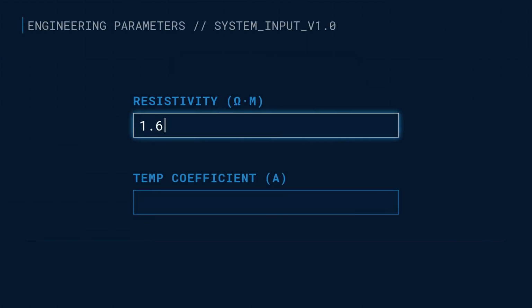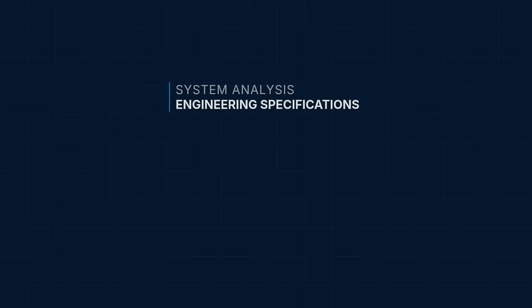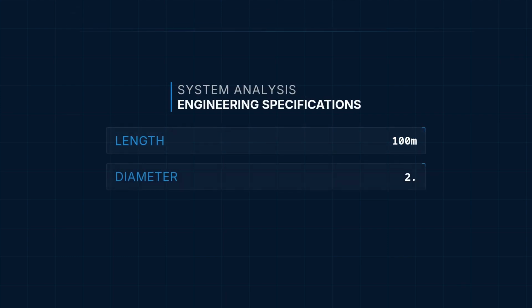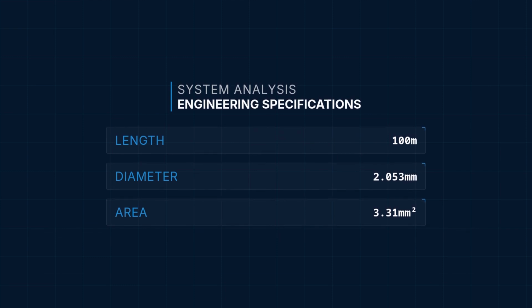Resistivity at 20 degrees Celsius is 1.68 E-8 ohm meters. Temperature coefficient alpha is 0.00393 per degree Celsius. Wire length is 100 meters. Wire diameter is 2.053 millimeters. Cross-section area is 3.31 square millimeters.